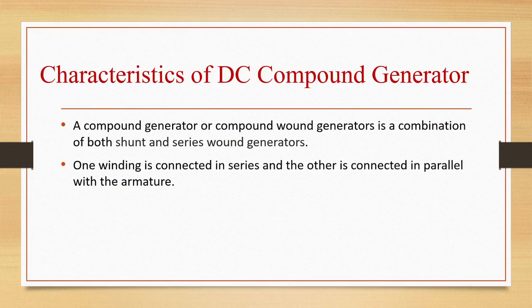Now let us see the characteristics of the DC compound generator. A compound generator, or compound wound generator, is a combination of both series and shunt wound generators. One winding is connected in series and the other winding is connected in parallel with the armature winding.